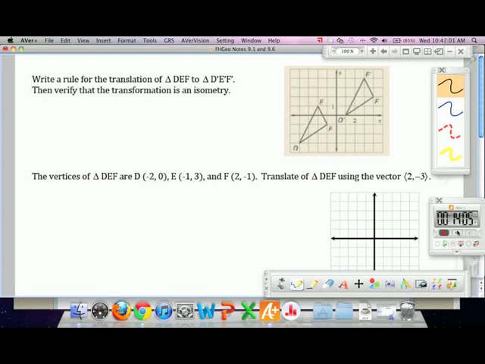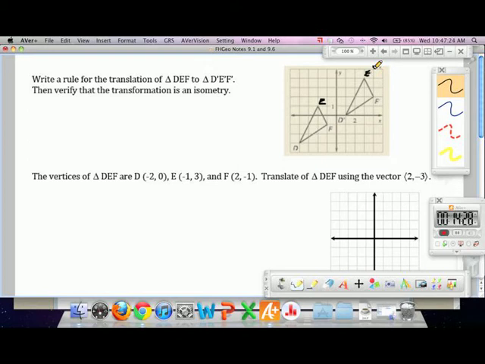This one right here better be the original, because these vertices all have prime notation. So these have all been changed somehow.